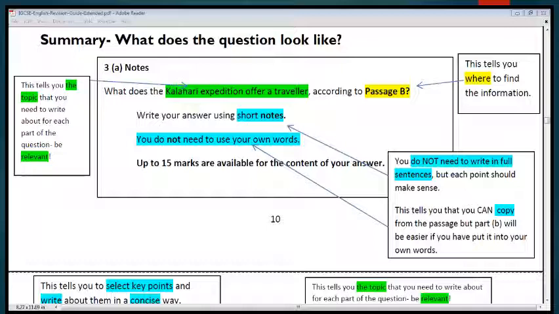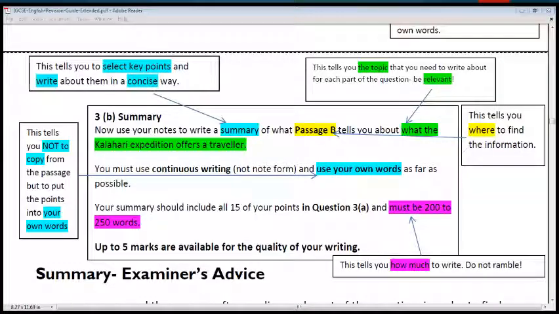Please note that part. Up to 15 marks are available for the content of your answer. It tells you the amount of marks you're getting. 15 whole marks. This is the most important part of the summary writing exercise. The next slide talks about the summary question 3B. This is the part where you need to do continuous writing.